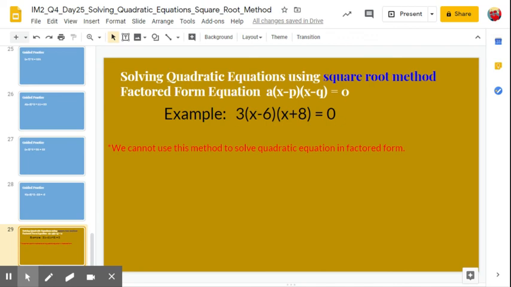We're not allowed to take the square root over all these different factors being multiplied with each other. We cannot take the square root over all that. So we're not going to be able to use the square root method. So you may just put down in your notes that we will not be using the square root method for factored form of an equation. So it will not be used. Boom, we are done for the day.